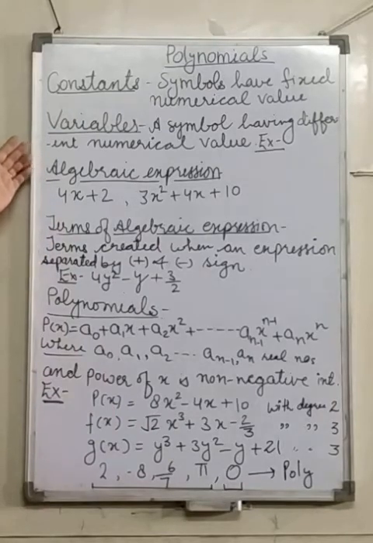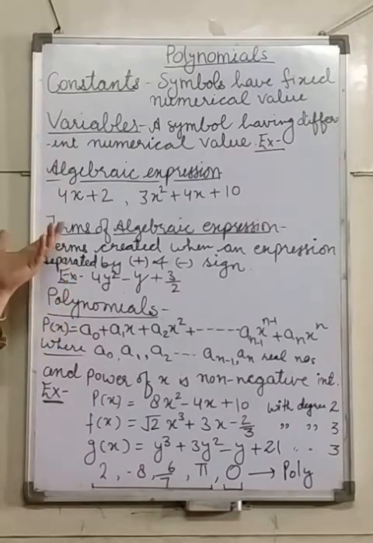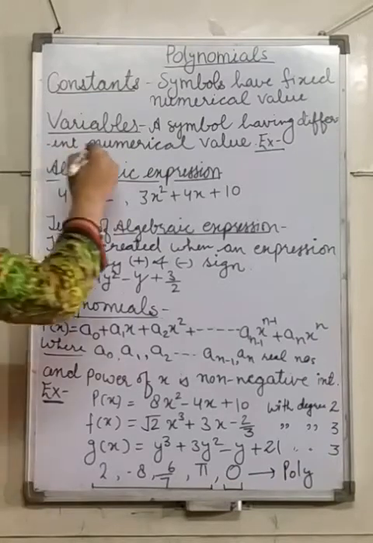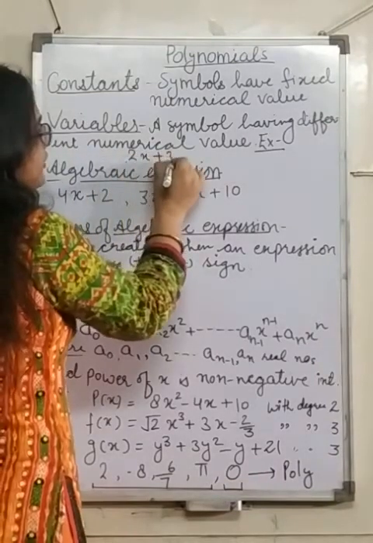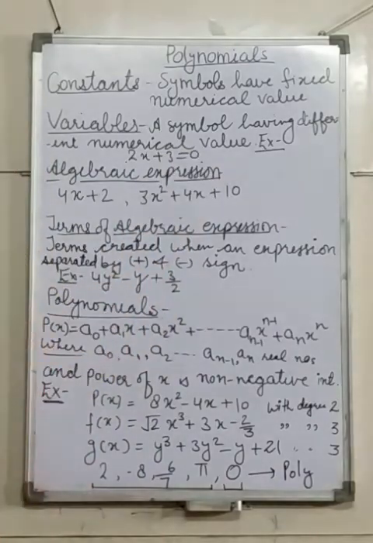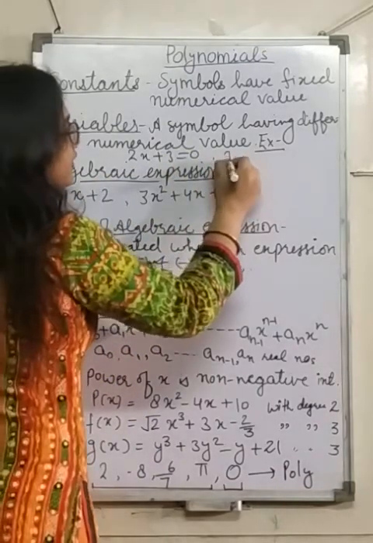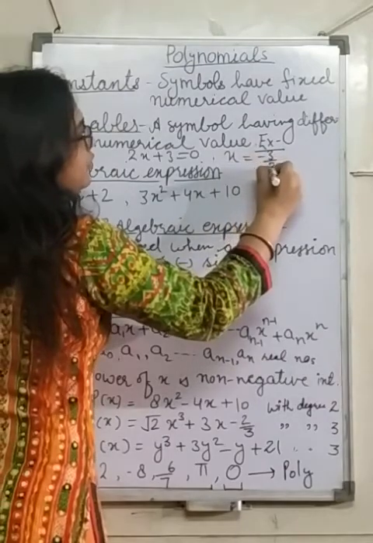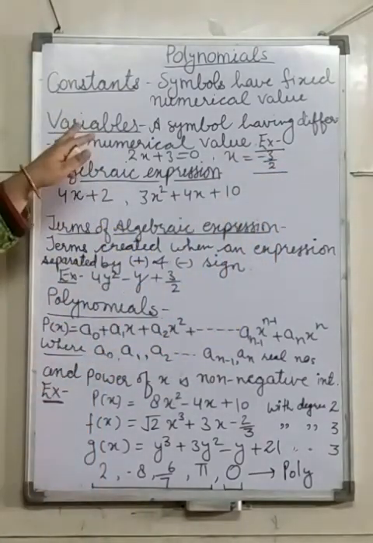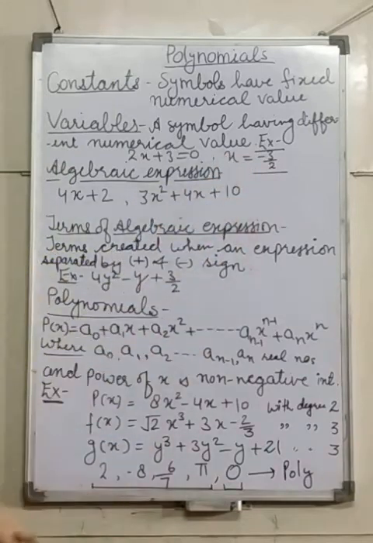So second term is variable. Variable, as the name suggests, its meaning is variable, which varies from equation to equation. A symbol having different numerical values, like x, y. If we frame an equation that is x plus 2 equals 0, so in this equation we'll get x equals -2. Suppose we have 2x plus 3 equals 0. In this equation, when we solve it, then x will be -3/2. So as you can see, the value of a variable varies from equation to equation.